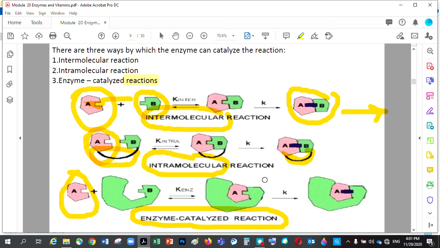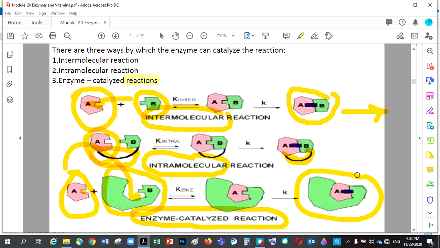That's intramolecular interaction. For the enzyme catalyzed reaction, you can see the enzyme is small, but you have a huge bulky substrate. The enzyme will come and fit itself here. That's the active site, correct? And you can see the difference between them. If you have a bulky substrate, then the enzyme will come and fit itself into this one here and make an enzyme substrate complex.